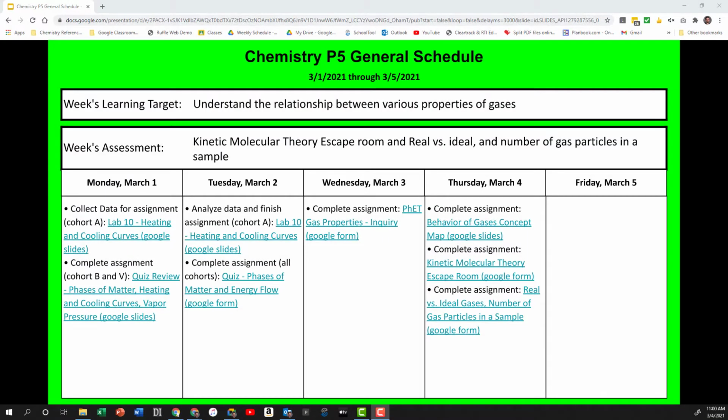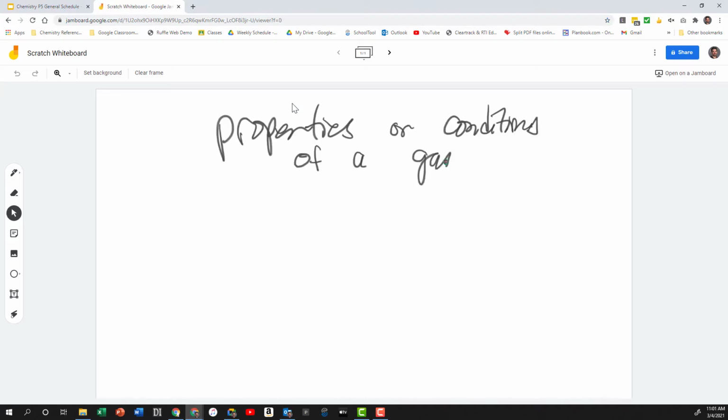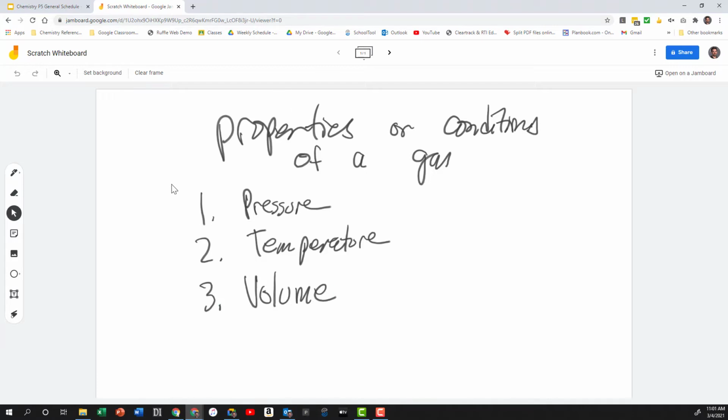All right, we're going to talk about the relationship between particles in a gas and how gases are described. And yesterday, you should have done an assignment that explored some of this information. And so the three different properties that are discussed are 1, pressure, 2, temperature, and 3, volume, right? So we were looking at the relationships between those three things.